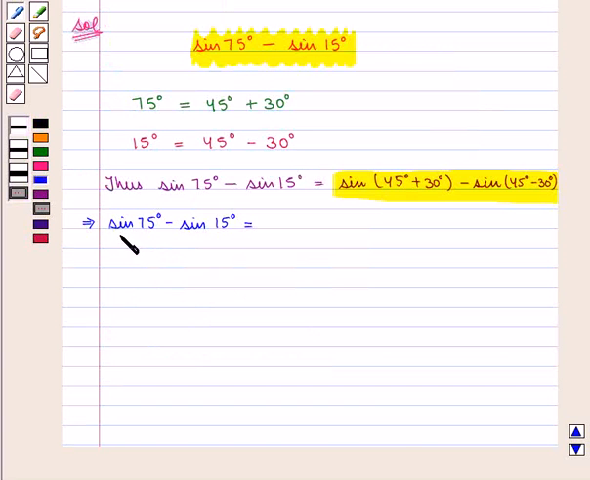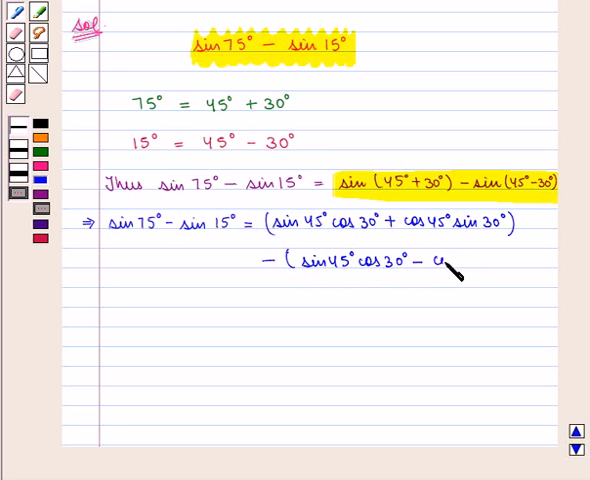This implies that sine of 75 degrees minus sine of 15 degrees is equal to sine of 45 degrees into cos of 30 degrees plus cos of 45 degrees into sine of 30 degrees, the whole, minus sine of 45 degrees minus 30 degrees, which can be written as sine of 45 degrees into cos of 30 degrees minus cos of 45 degrees into sine of 30 degrees, the whole.